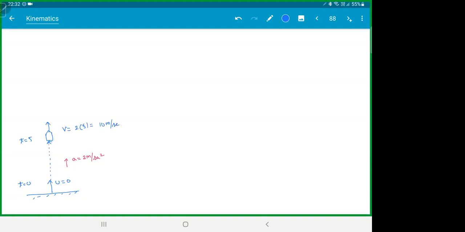And what is the height here? ut plus half at square, that will be half into a into 5 square. So it has gone 25 meters high. Then from here, it will go for another 5 seconds. So here the final speed will be initial speed 10 plus, now that the acceleration has become 4.